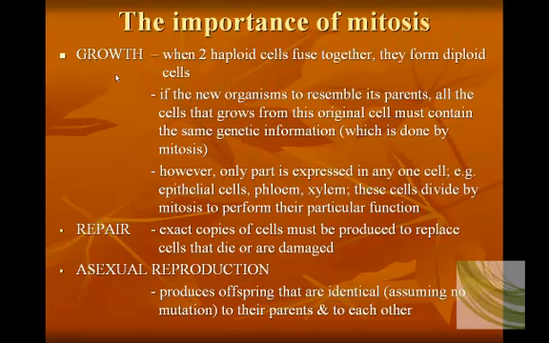The second function of mitosis is repair, whereby exact copies of cells are produced to replace the cells that die or are damaged. And lastly, asexual reproduction, which is also a significance of mitosis, because it produces offspring that are identical to their parents and to each other, and in this case we assume that they have no mutation.